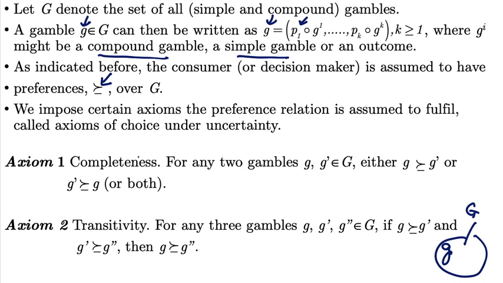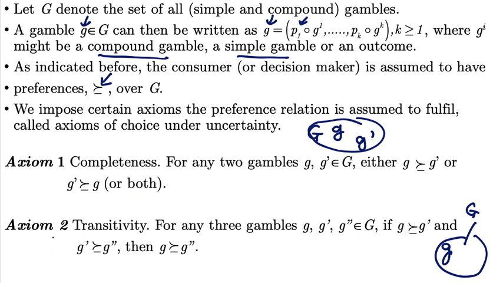The first axiom says completeness. If we have a set of gambles, call it capital G, and in this set we have gamble G and gamble G prime, both within this set, then either G is at least as preferred as G prime, or G prime is at least as preferred as G, or both.